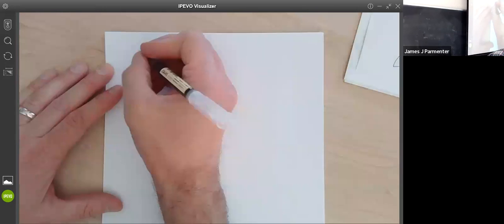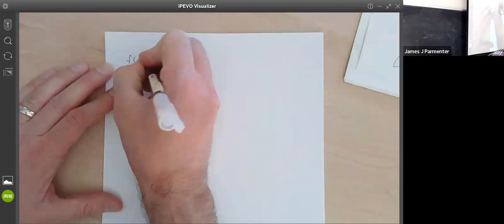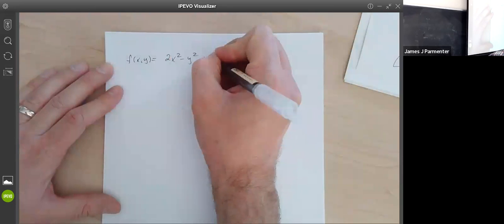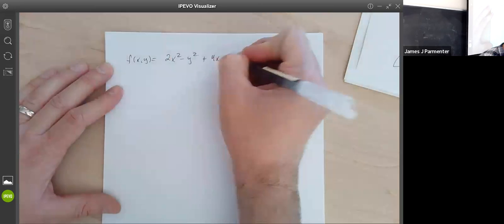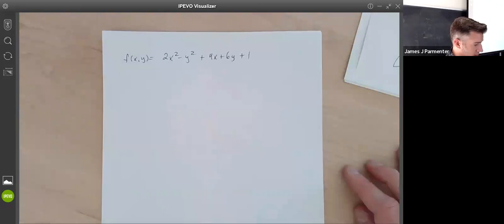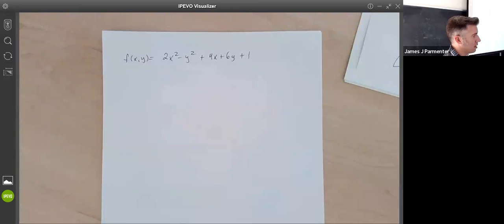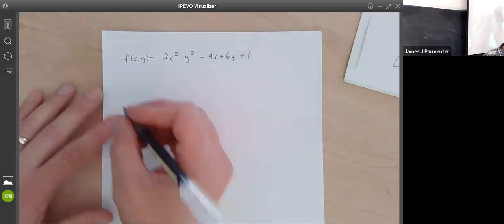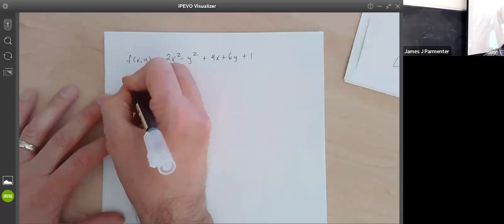Let's look at f of x, y equal to 2x squared minus y squared plus 4x plus 6y plus 1. And again, we want to do the same sort of thing. We want to determine where our local maxima, where our local minima, where our saddles, or what do we have, if any. I know it's a long way of saying classify the critical points. That's what we're really doing. So first, we're finding the critical points.